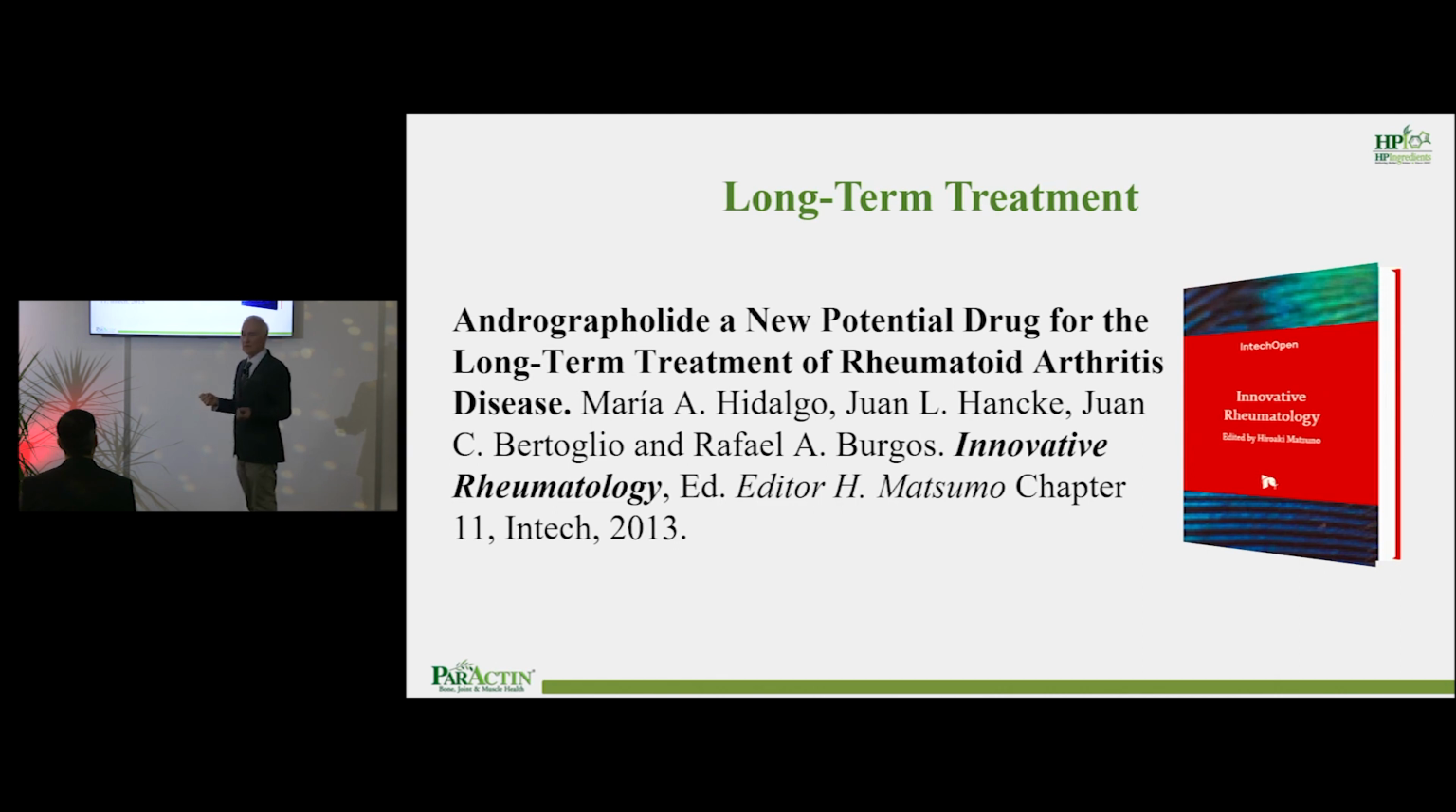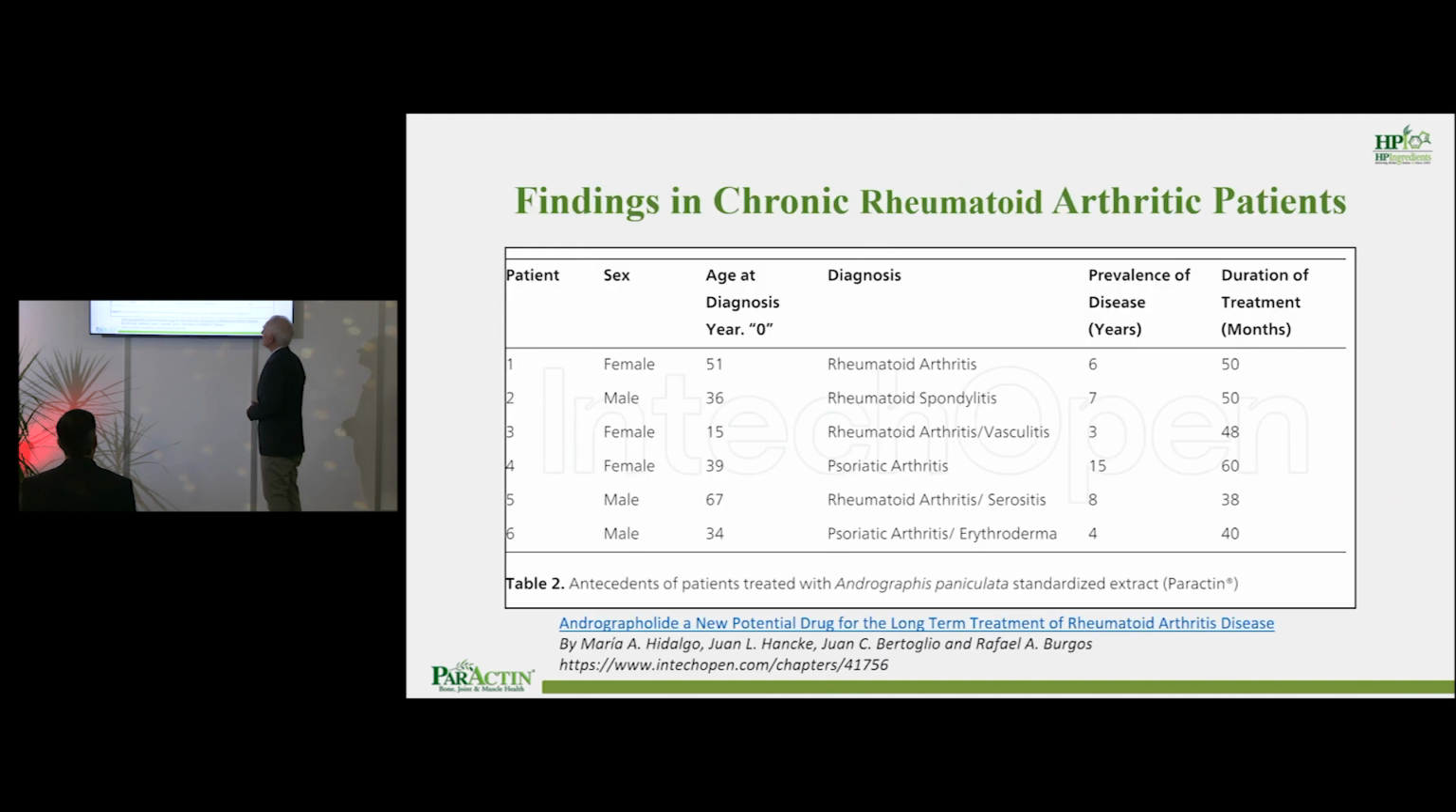And simultaneously, we had done many individual cases of the long-term use of ParActin. And in 2013, we published a review on the potential use of andrographolide for long-term treatment of rheumatoid arthritis. Next one. And in this case, you can see that the duration of the treatment went from almost 3 years up to 5 years in different types of diagnosis like rheumatoid arthritis, rheumatoid spondylitis, vasculitis, psoriatic arthritis, rheumatoid arthritis serositis, and so on, and with different ages.